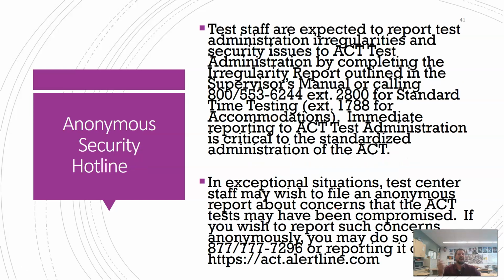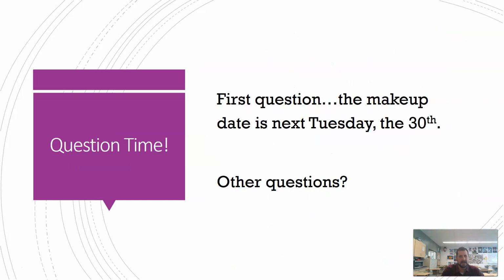There is an anonymous security hotline. You can see that number right here. If you feel like some sort of security has been breached and you don't want to talk to me or Mr. Mumford about it, you can call that number and they will tell us what is going on. I've never really had any of these issues, but if you feel like you have a concern that you can't talk to us about, please call this number as well, okay?